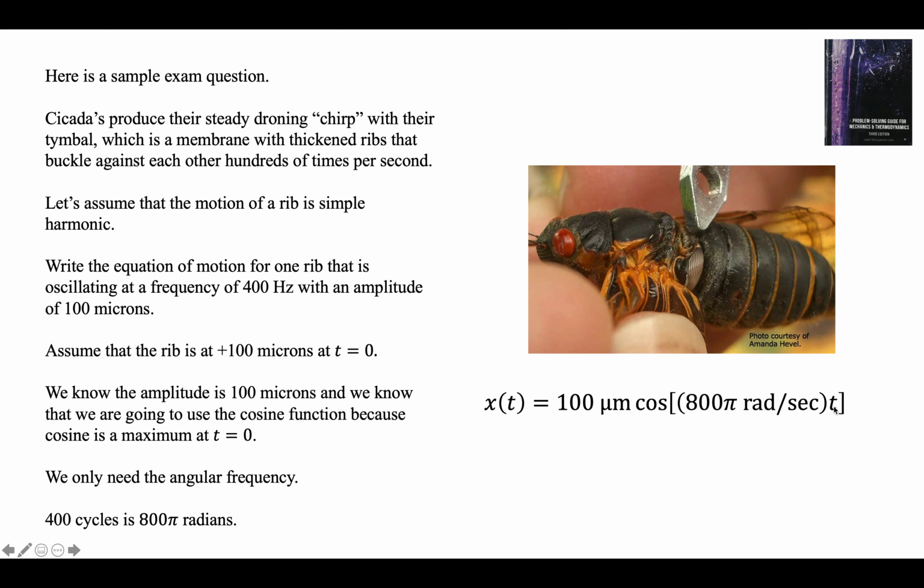When I plug in t equals 0, I get 0 for the angle. Cosine of 0 is 1. I multiply 1 by 100 microns, and I get 100 microns, and it says that the rib is at plus 100 microns at t equals 0, and that's what this equation gives us.